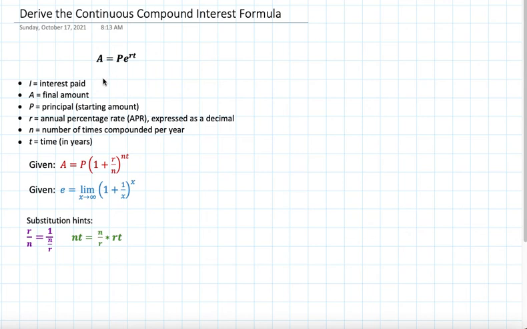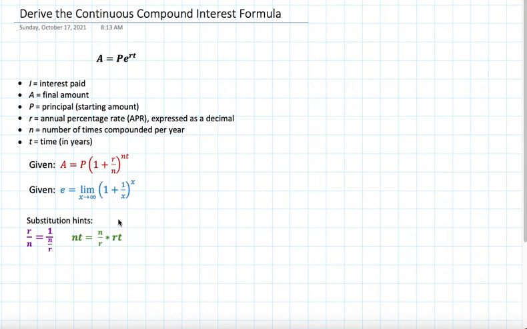Today we're going to derive the continuous compound interest formula, which is A equals P times e raised to the power of r times t. In class we always just say A-P-e-r-t because it's quick and easy, but what it means is the final amount is equal to your principal times Euler's number raised to the power of rate times time in years. And Euler's number is given by this definition here: the limit as x approaches infinity of (1 plus 1 over x) raised to the power of x. So we'll use that in our explanation today, as well as these hints that I was given.